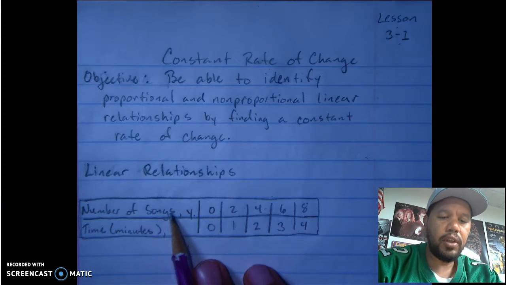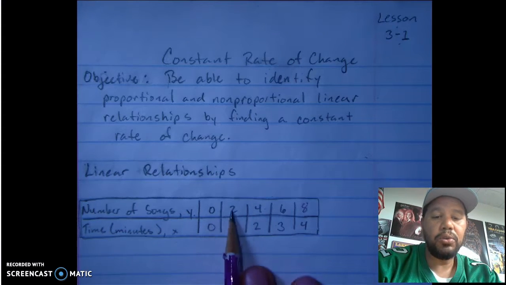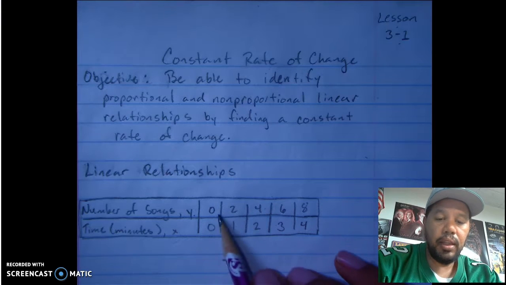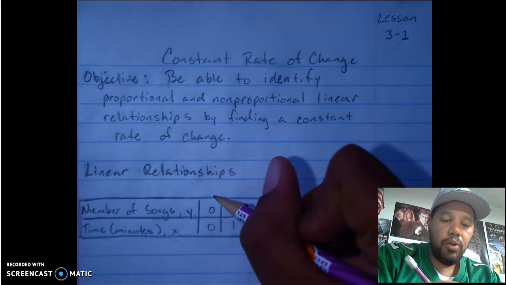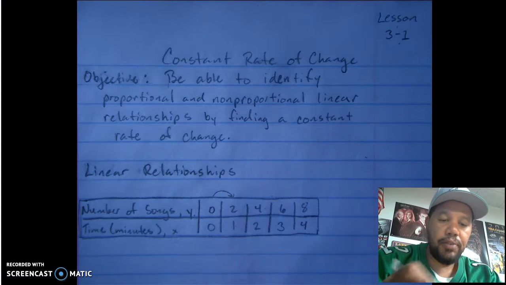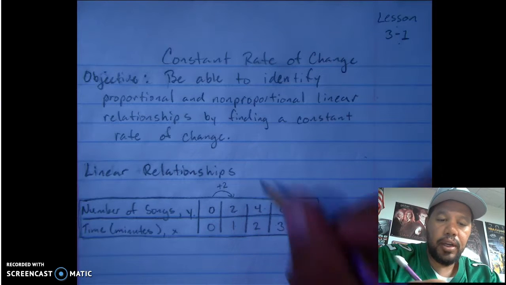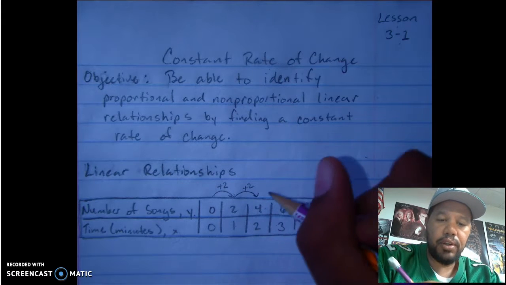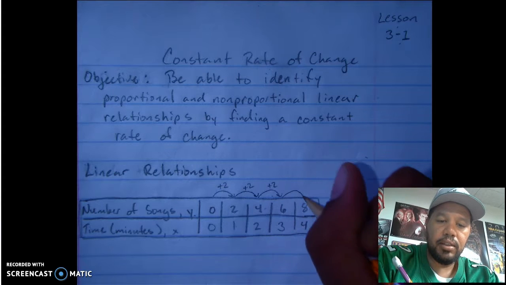We have number of songs at the top, and time in minutes at the bottom. So we have 0 songs, 2, 4, 6, and 8 songs, and minutes 0, 1, 2, 3, 4. It looks like it's in increasing order. To go from 0 to 2, it changes by adding 2. From 2 to 4, again, adding 2. Going from 4 to 6, adding 2, and from 6 to 8, adding 2 as well.